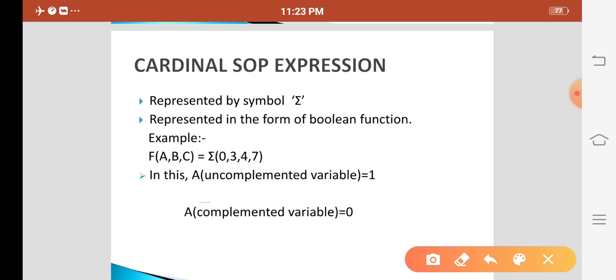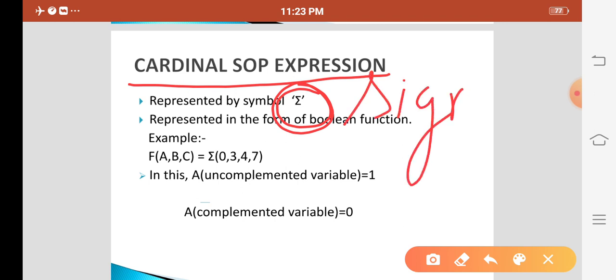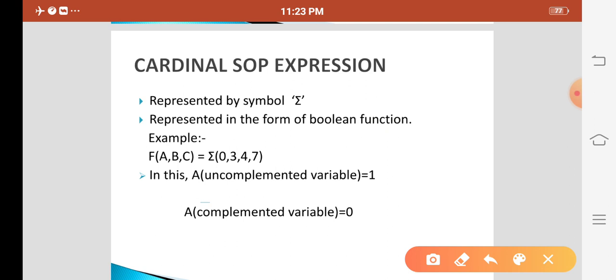Now cardinal SOP expressions are represented by a symbol that is called sigma. This is known as the sigma symbol. Next point is, it is represented in the form of Boolean functions.